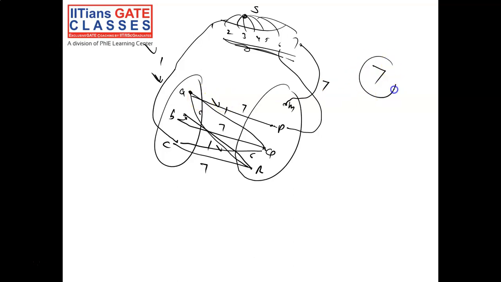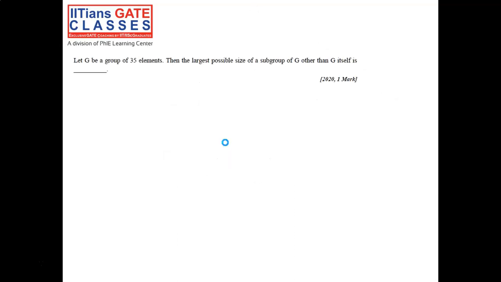So how many colors do you need? You need 7 colors. But remember, at least 7 colors you need. Why? Because all these 7 edges that are going out of S are sharing a common endpoint, that is S. So all these edges must be given different colors. So at least 7 colors you need. So this is how, using 7 colors, you can color all the edges of this graph. So this will be the answer.